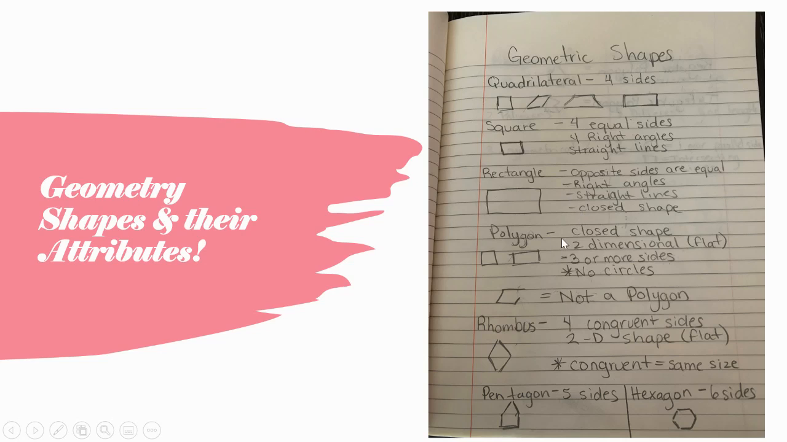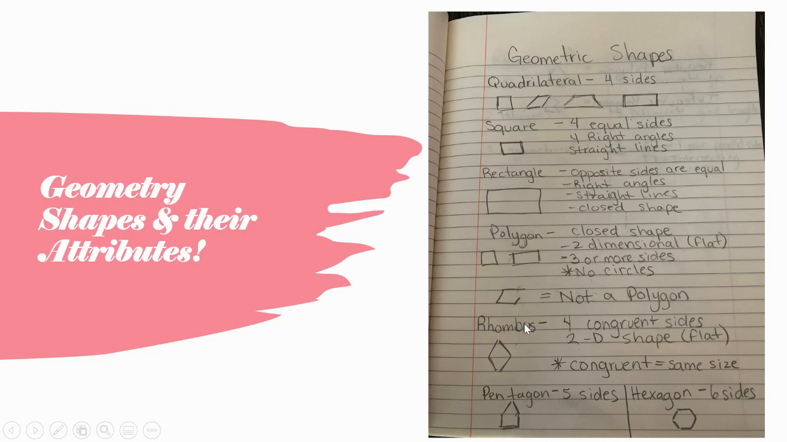A polygon, remember, is a closed shape. It's a 2-dimensional shape, so it's flat and it has 3 or more sides. So it could be a triangle, a square, a rectangle, but no circles. A circle is not a polygon. Okay, and here I gave you an example of not a polygon. Who can think of why this is not a polygon? Maybe you said this is an open shape, that's why. Okay, this is an open shape and it should not be open for it to be a polygon.